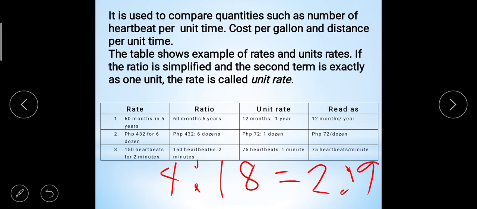Question? What is it? Wala naman akong question ah.